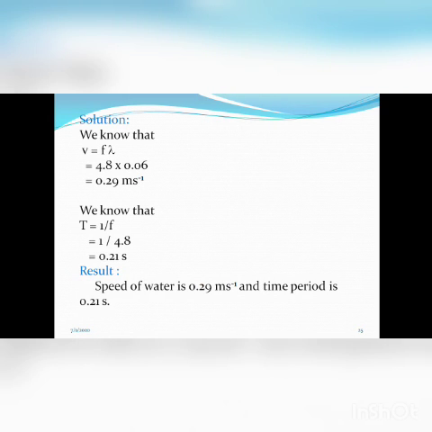Solution. We know that v is equal to f lambda. f is 4.8 and lambda is equal to 0.06. The speed is 0.29 meter per second. We know that T is equal to 1 by f. 1 divided by 4.8 will be equal to 0.21 second. Time period is 0.21 second and speed is 0.29 meter per second.